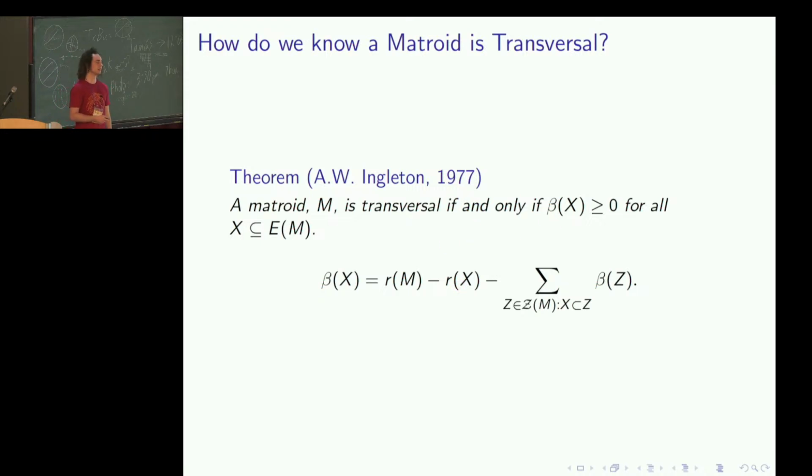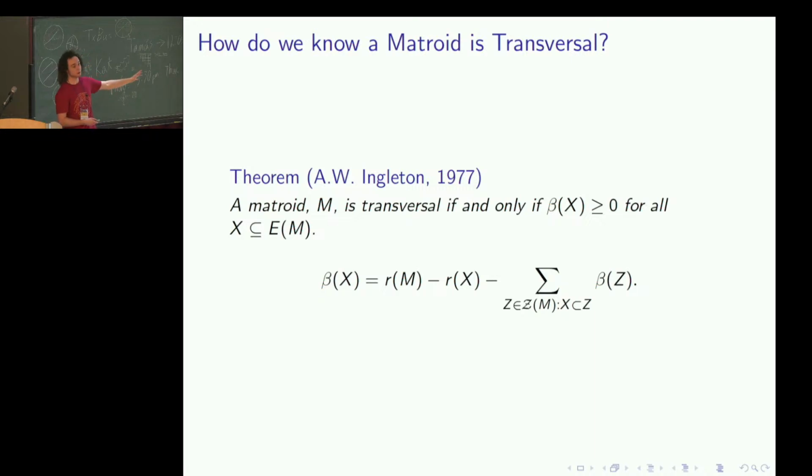Unfortunately, calculating something for every set in the matroid is not polynomial time. And even if you had a certificate that said your matroid was not transversal, i.e. you had a set where the beta value was negative, the formula that verifies that could involve exponentially many cyclic flats. So this is not a good way, if we're dealing with polynomial time, to figure out if something's transversal or not. But we're still going to use it to help us out.